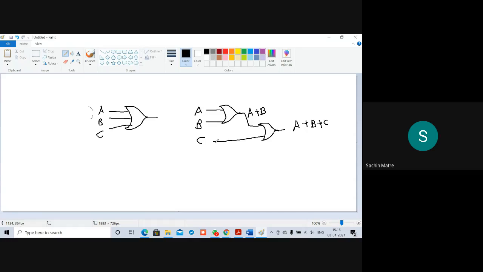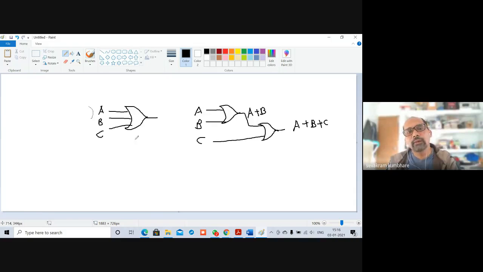Yes, sir. So instead of this, I'm going to use such a type of connection. A and B I will apply to one OR gate, and the output of that I will apply to the second OR gate with the third input. Got it?